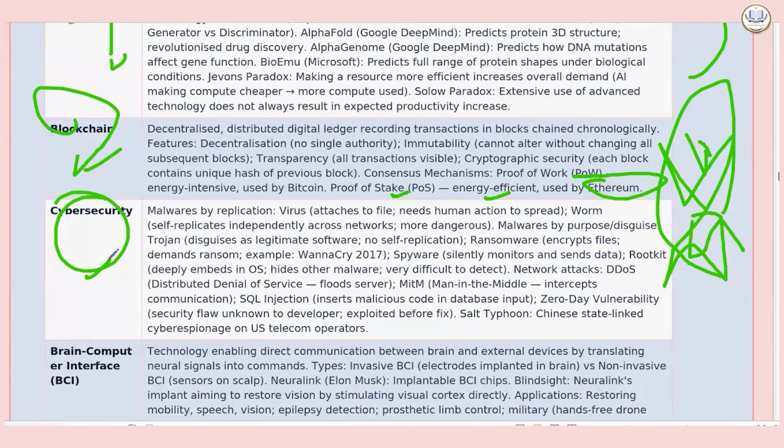Then we have network attacks, that is distributed denial of service. It will flood the service and make the service fail. Then we have MITM, that is man in the middle, which intercepts communication. SQL injection inserts malicious code in database input. Zero-day vulnerability is a security flaw unknown to the developer. It is exploited before a fix. Then Salt Typhoon, Chinese state-linked cyber espionage on US telecom operators.